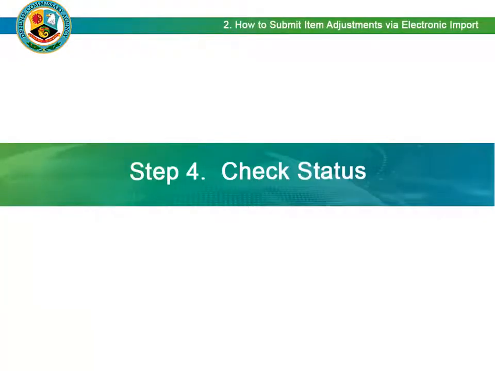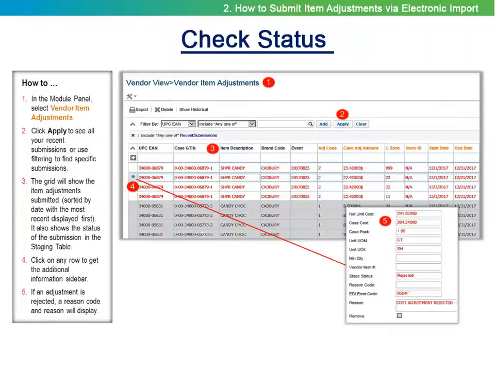Step 4. Check the status of the item adjustments you submitted. When the electronic submission is completed and you have reviewed the Results tab, go to the Vendor Item Adjustment module. To see all your recent adjustment submissions, click Apply. The system will automatically display the most recent submissions at the top of the grid. You can also use filtering to find specific submissions.